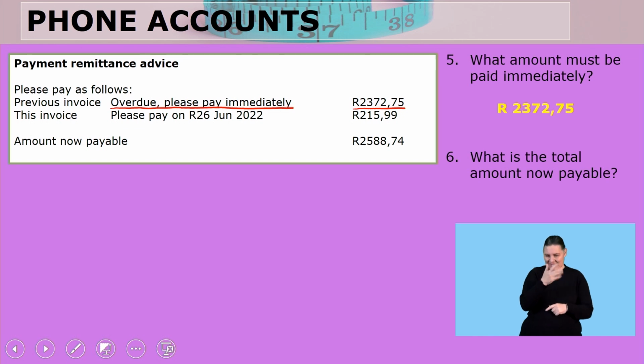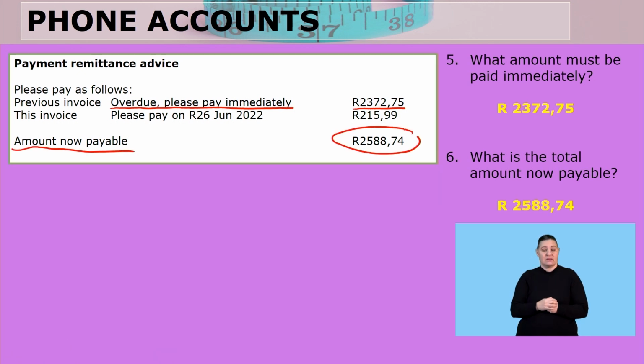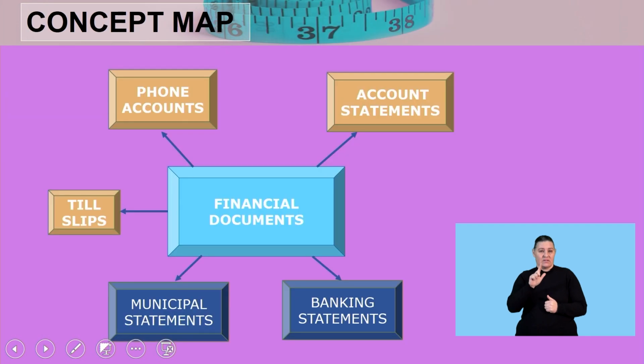All right, question 6. What is the total amount now payable? All right, that's also labeled for us. So the amount now payable right here, that amount is 2,588 Rand 74 cents. Nice work.